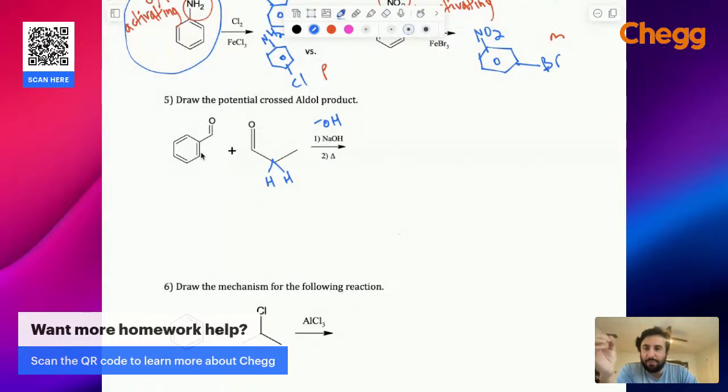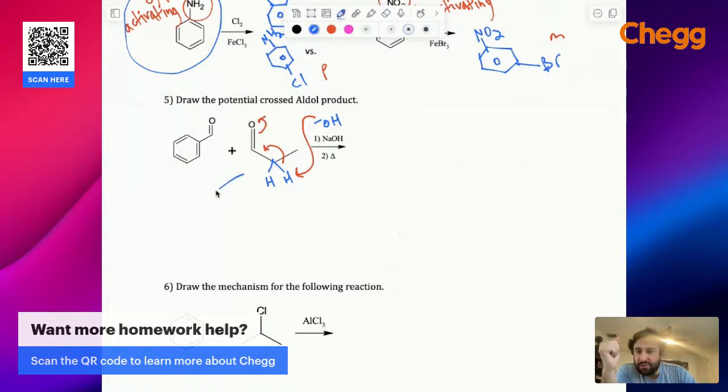Benzaldehyde does not have any alpha protons. Here's the alpha position. This carbon has 4 bonds to other carbon atoms. There are no implied hydrogens here. This carbon does not have any hydrogen atoms. So there are no alpha protons, so we can't do it. So we can only enolize the aldehyde, the propanal. We're going to enolize the propanal, get that proton, push that up there, push that up there.